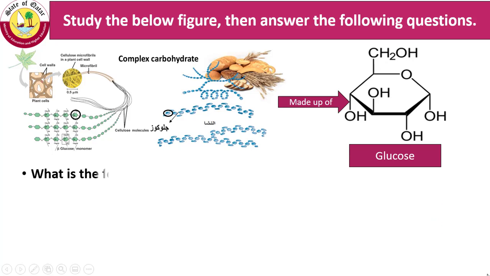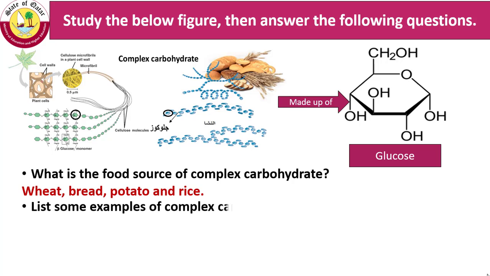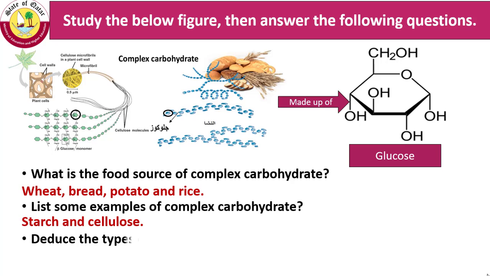What is the food source of complex carbohydrate? Wheat, bread, potato, and rice. List some examples of complex carbohydrates. Starch and cellulose. Deduce the types of carbohydrates. We have 2 types of carbohydrates, which are simple and complex carbohydrates.